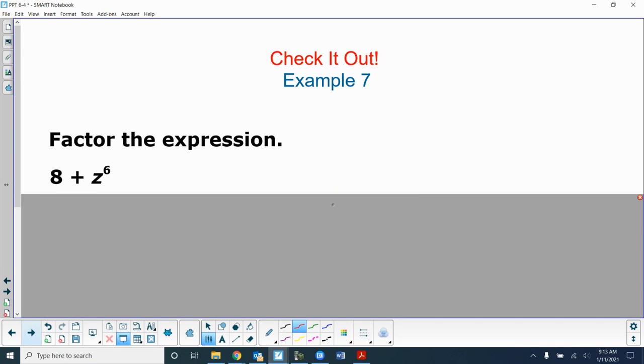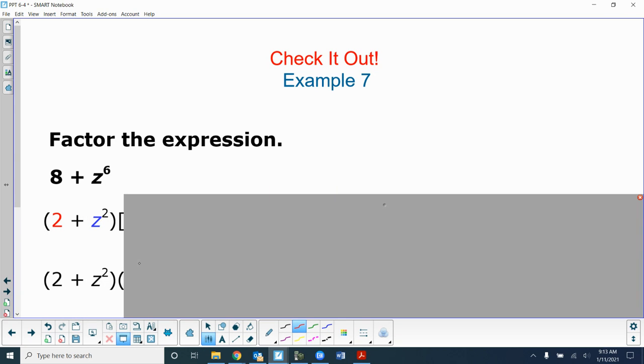Is there a GCF? Are these perfect cubes? Yeah. Any exponent that is a multiple of 3 is a perfect cube. So 3rd power, 6th power, 9th power, 12th power. Okay? So what's the cube root of 8? 2. What's the cube root of that? Z squared. Yeah, you just divide 6 by 3. You take the cube root of a variable to a power, just divide that exponent by 3. So there's our 2 plus z squared.